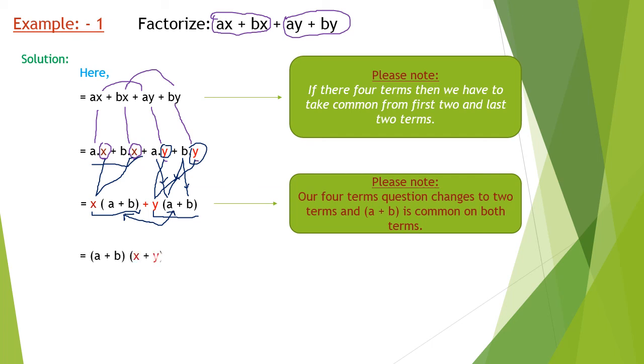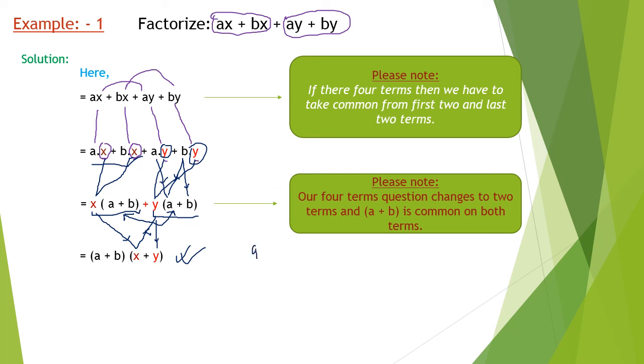A plus b is common, so it is taken out, and the remaining x and remaining y are written right here. Isn't it? Remaining x and remaining y are written. Now this is our factorization. This is the conclusion of our factorization. Or we can do it another way, we can arrange the terms.